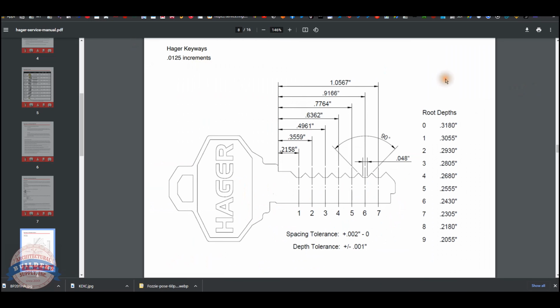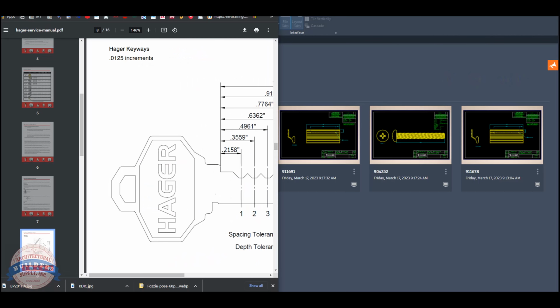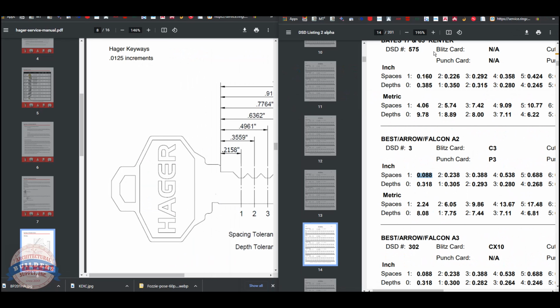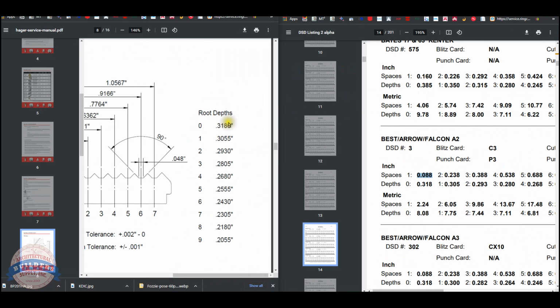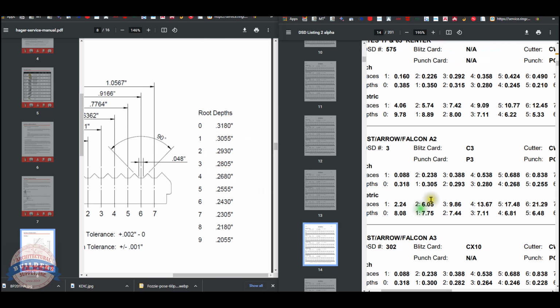Okay, so I had said you can use the same kit from Best for Hager, and here's how I know that you can. The root depth on a 3 cut is 0.280. Within 5/10,000ths of an inch, you're good. So you can use the same spacing.